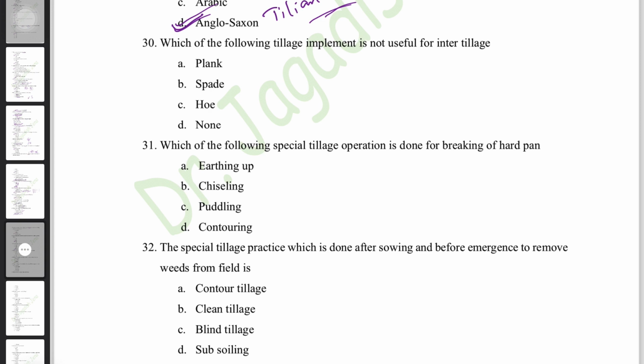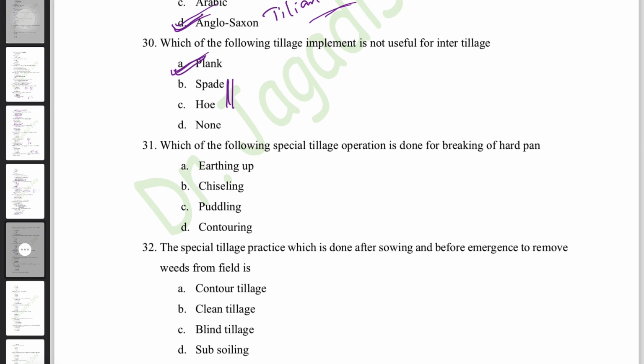Spade, hoe, plank, none. Plank is mostly used for leveling the soil after primary and secondary tillage. Among intertillage implements, a spade can be used for earthing up, and a hoe can be used for weeding. So the correct answer will be plank.